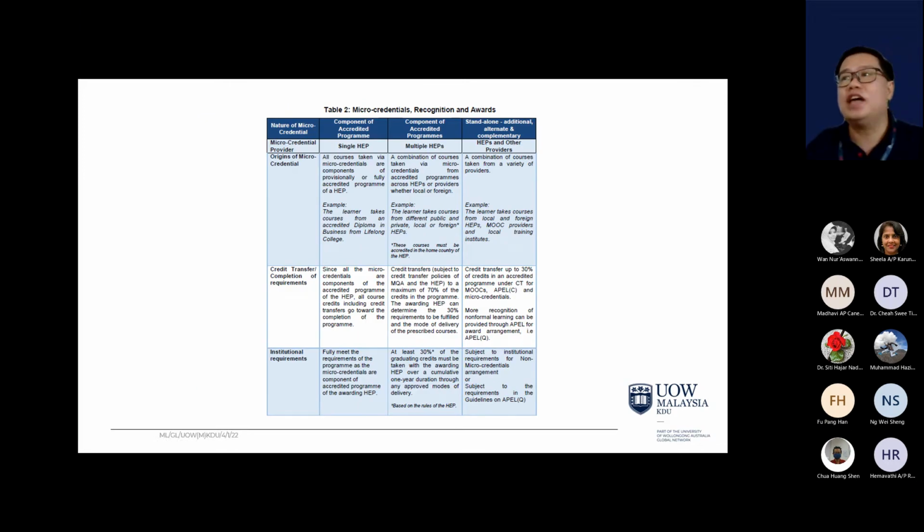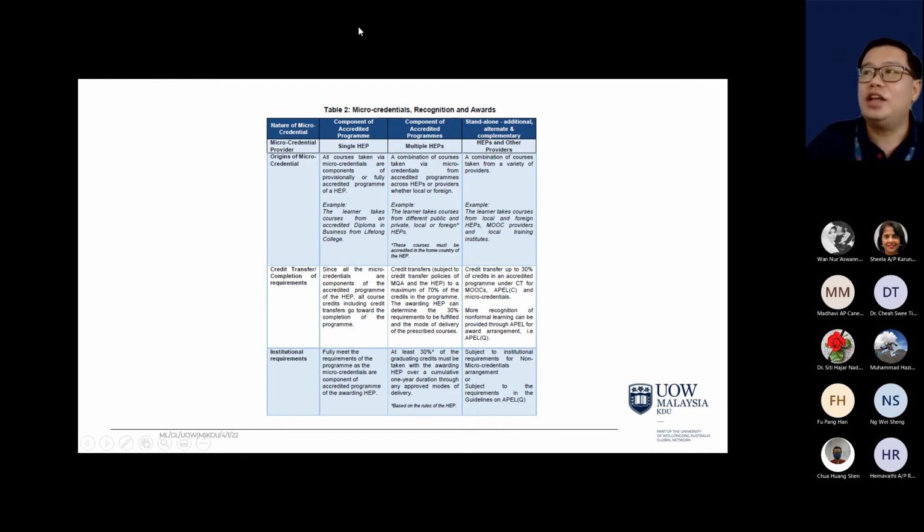Okay, and then of course here, actually this is also from our guidebook from the ministry. It tells you different kinds of micro-credentials. Okay, it can come from a component of an accredited program. It can come from a component of an accredited program, but with multiple higher education providers. That means we, UOW, can work with Taylors, can work with Sunway, to say that we are going to come up with micro-credentials. And these micro-credentials will be recognized by all three institutions, KDU, UOW, Sunway, and Taylors. It can be. There must be agreement.